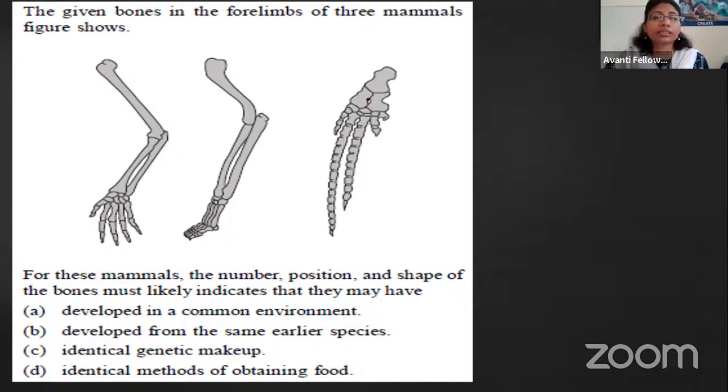So to discuss that, your first question here is: the given bones in the forelimb of three mammals figure show what? Here we have three pictures of mammals' limbs. According to you, these three pictures are showing what? Your option A says developed from a common environment. B, they are developed from a similar earlier species. C, they have a similar genetic makeup. D, they have an identical method of obtaining food. So according to you, what will you say?